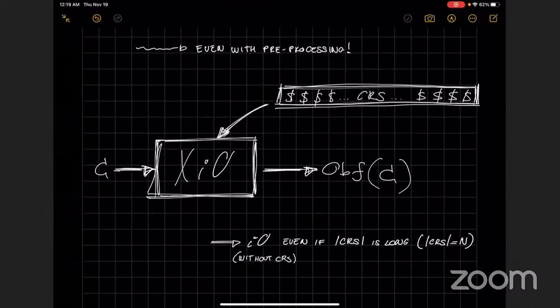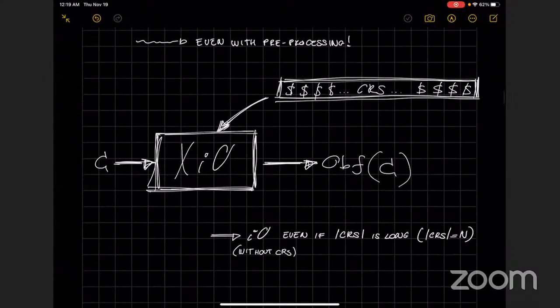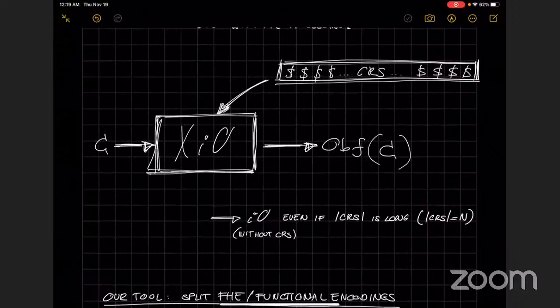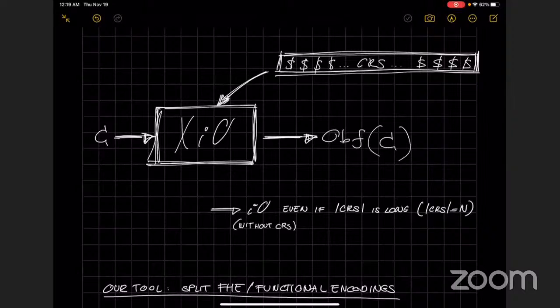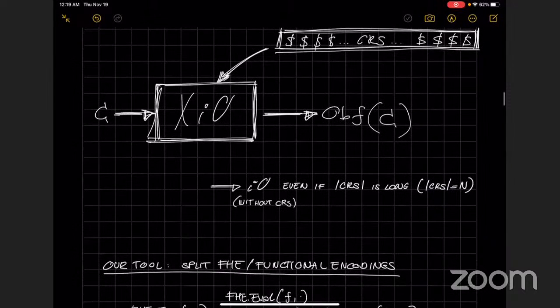Okay, so I'm not going to say more about XIO. All I want to introduce now is our golden hammer, what we're going to construct throughout the rest of this talk, which is the notion of split fully homomorphic encryption and the twin notion of functional encoding. I'm going to explain a little bit how these two notions are connected.